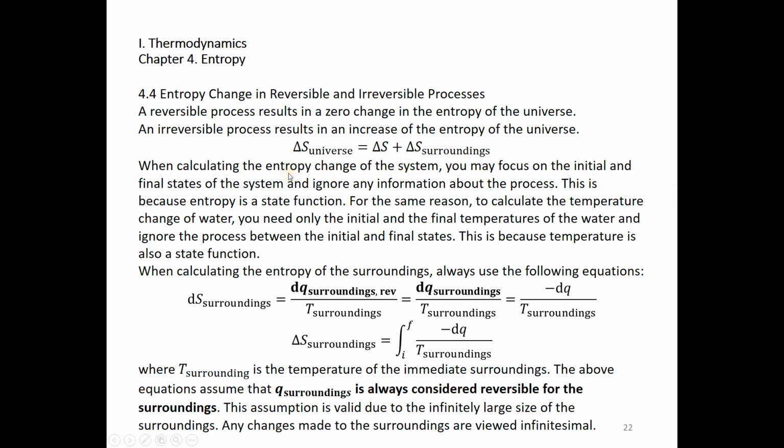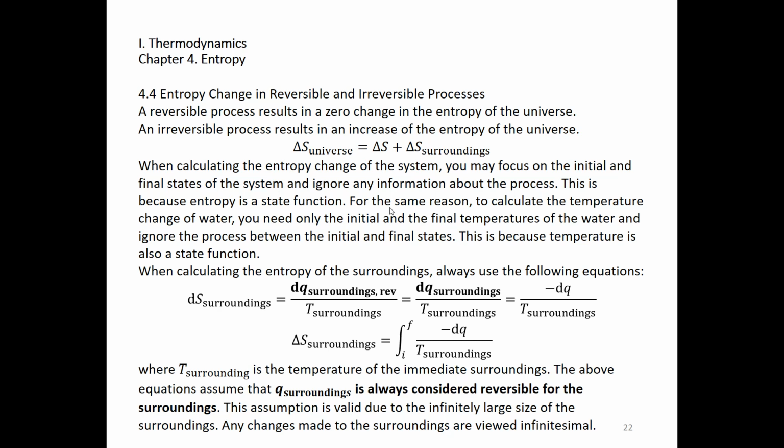When we calculate the entropy change of the system, you may just focus on the initial state of the system and the final state of the system. For example, if you know the initial temperature, final temperature, initial volume, and the final volume, you should be able to calculate the entropy change of the system. You can ignore any information about the process. Whether it's reversible or irreversible, just ignore this process. You just focus on the initial state and final state. And again, this is just because entropy is a state function.